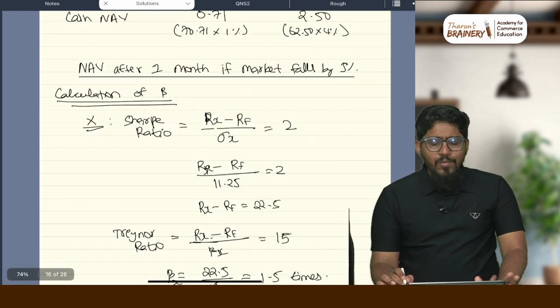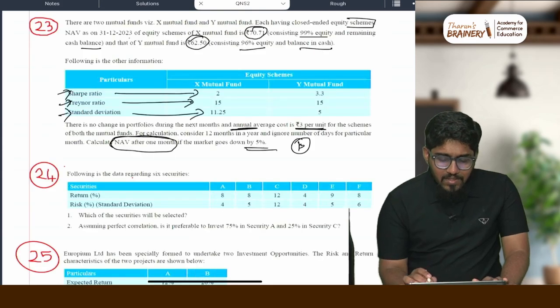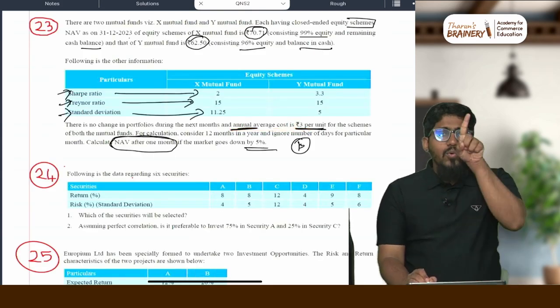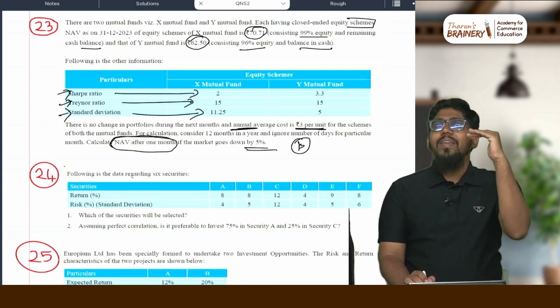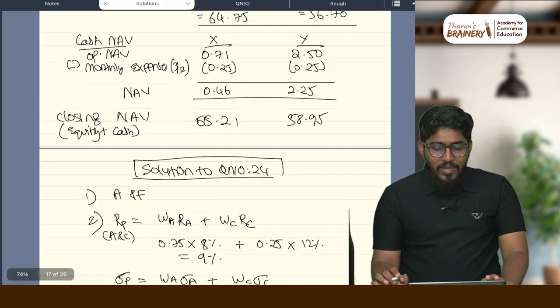Sir, how much will my cash reduce? My cash will just reduce by the expenses. Sir, how much are my expenses? Rupees 3 per annum. But I want to calculate for a month. Correct? So 3 by 12. What is 3 by 12? 0.25. So my cash will reduce by 0.25. Very important question. Are you all with me? So my cash will reduce.